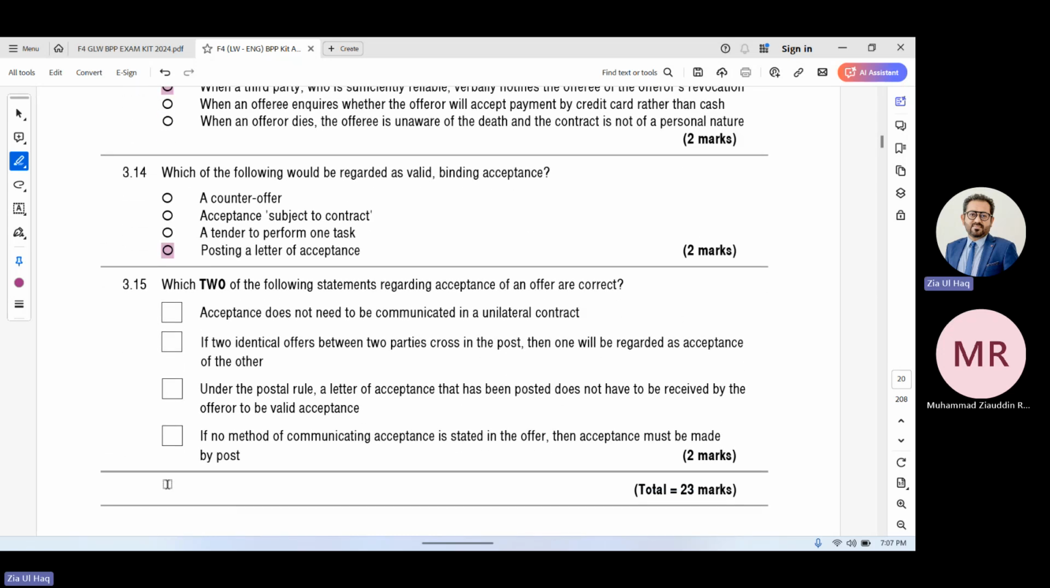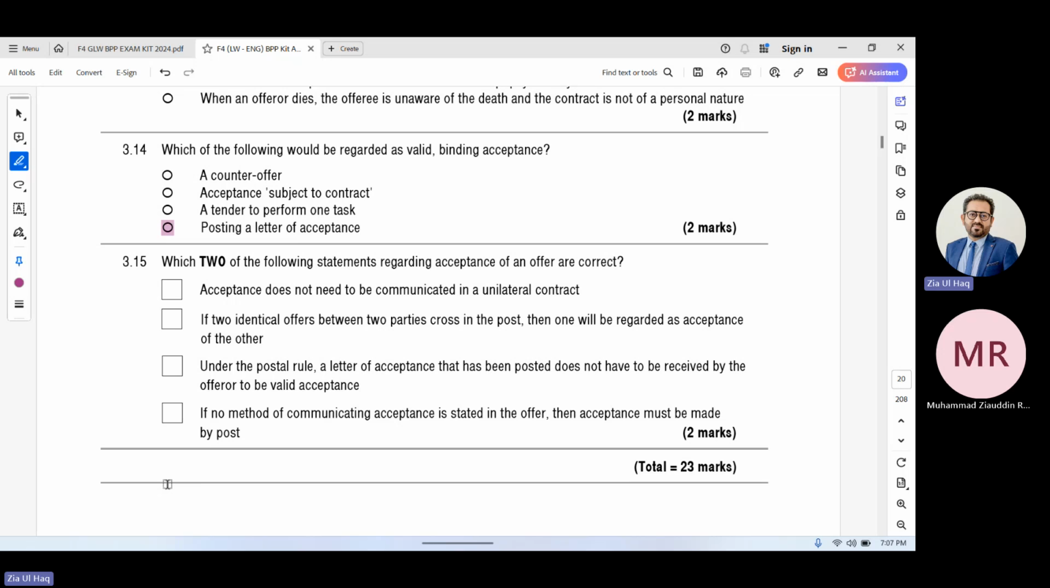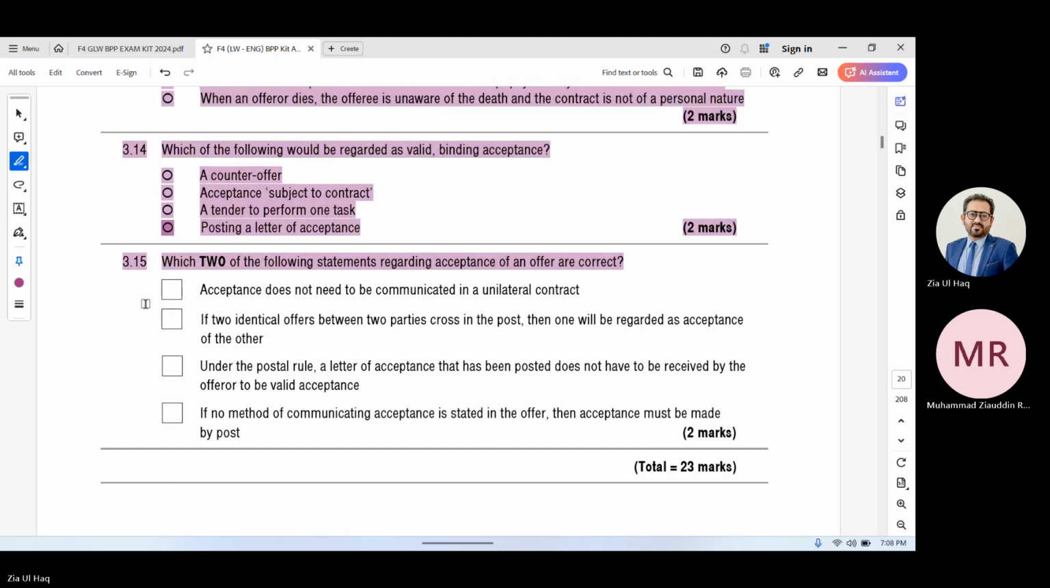Which two of the following statements regarding acceptance of an offer are correct? Acceptance does not need to be communicated in a unilateral contract. Unilateral contract means a social contract. So in that case, ultimately if you haven't communicated acceptance, it is accepted automatically.